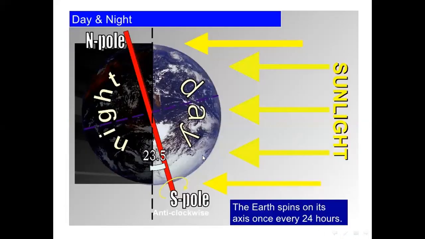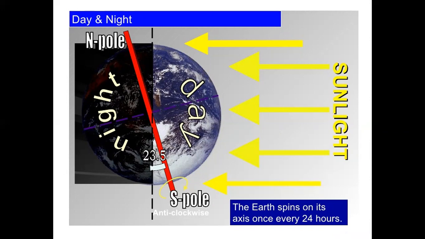Again here you see, here is the daytime and here is the nighttime. This part of the earth faces the sunlight, and this part is away from the sunlight. So here is the day and here is the night. The earth spins on its axis once every 24 hours. After some time, this part comes from this side and this part comes from this side. So here is the day and here is the night.